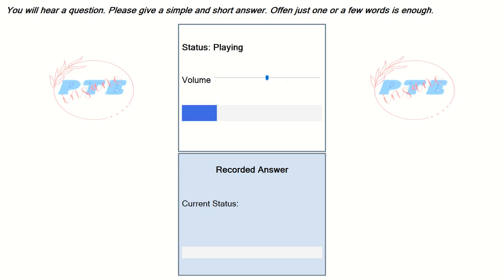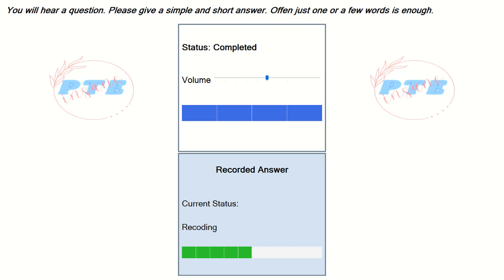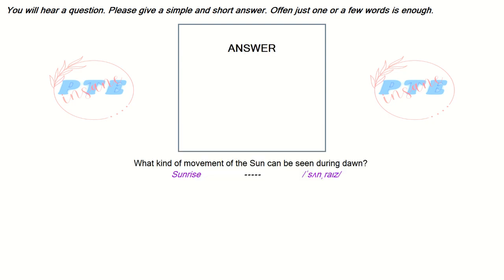What kind of movement of the sun can be seen during dawn? Sunrise.